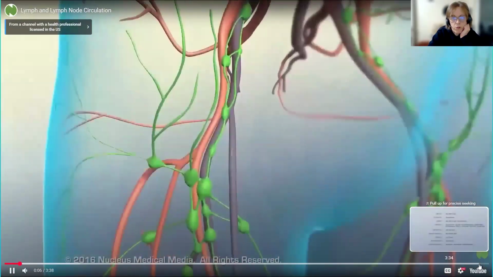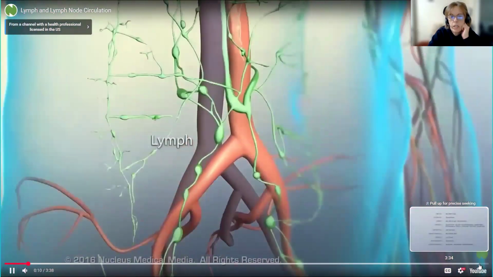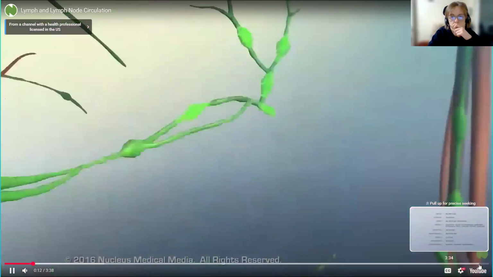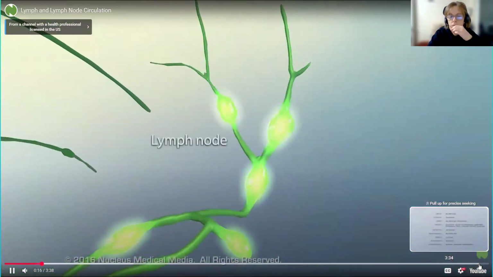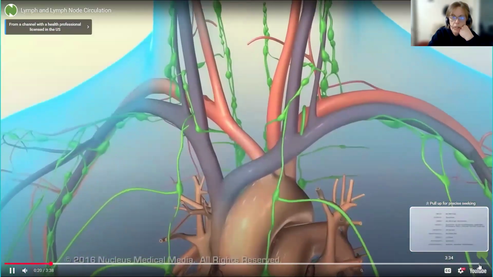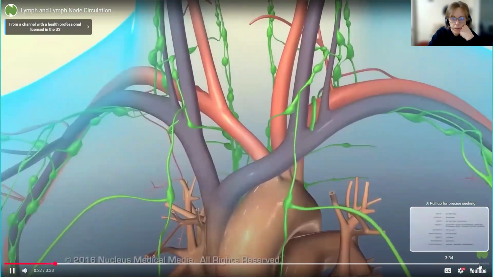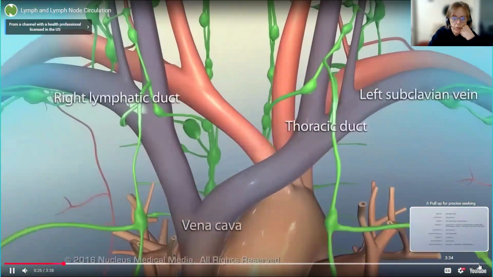So there's the vessels in green. This is where the lymph is circulating. So those are the nodes. They're just clumps of lymph tissue, and that filters the lymph. And this is showing where it gets back to the bloodstream.